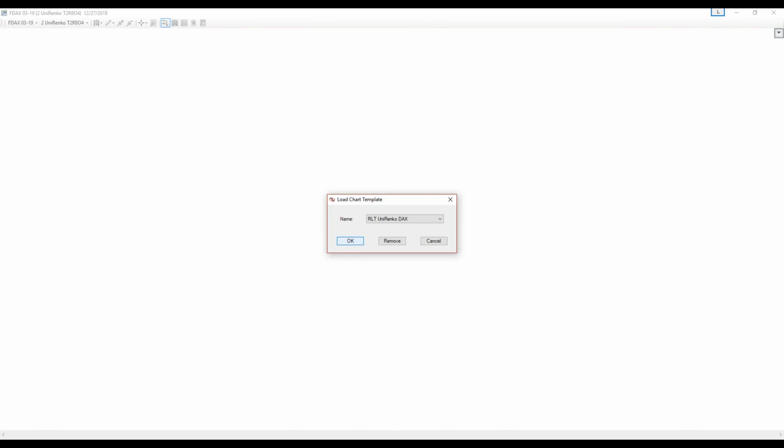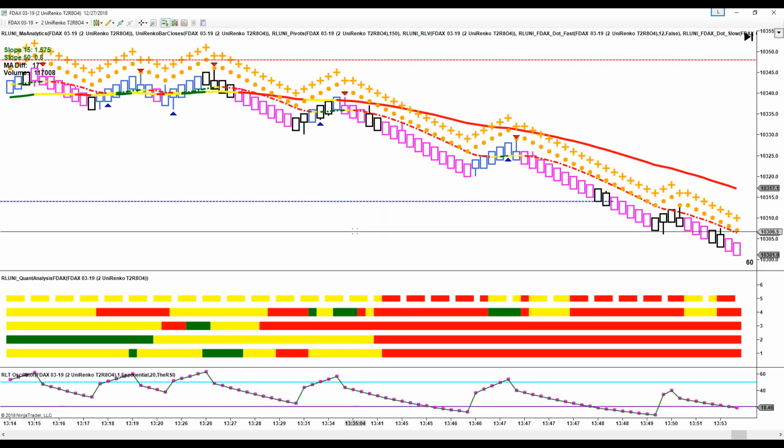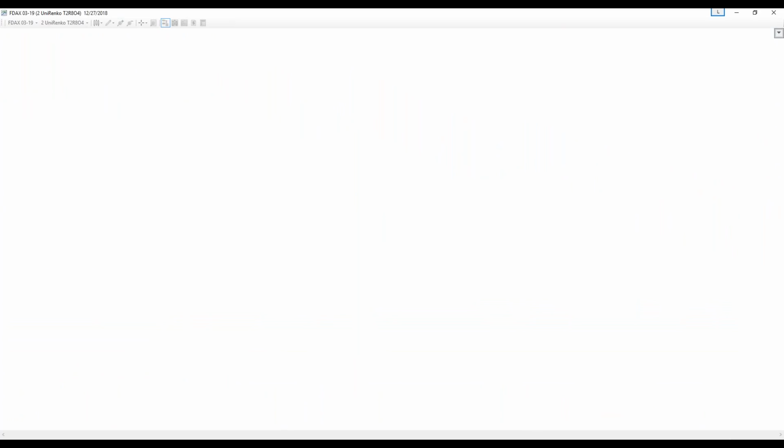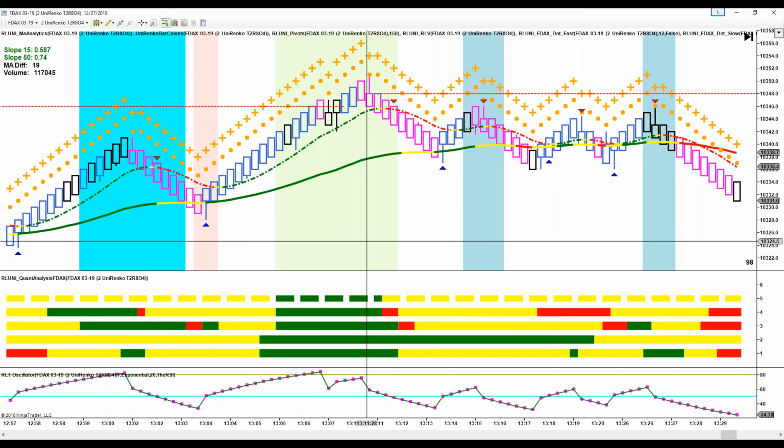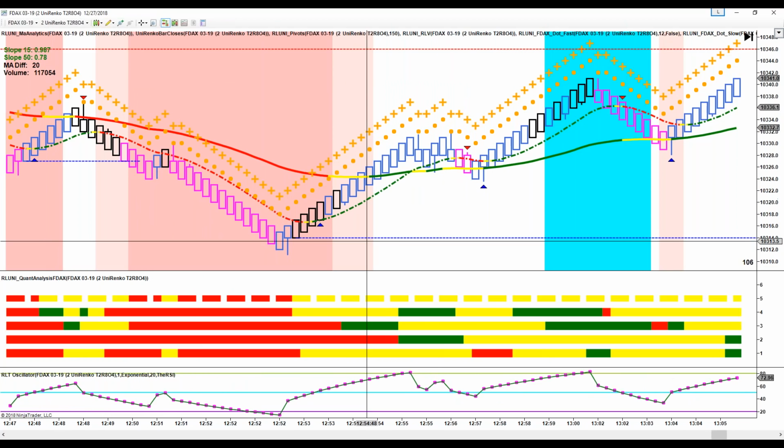It'll take a second. These are all different quants, all different dots. Now I just got to reload. You can see it's not a simple platform. It assimilates a lot of data from multiple markets, multiple time frames. Here we go. And the dots are just not functioning retrospectively.